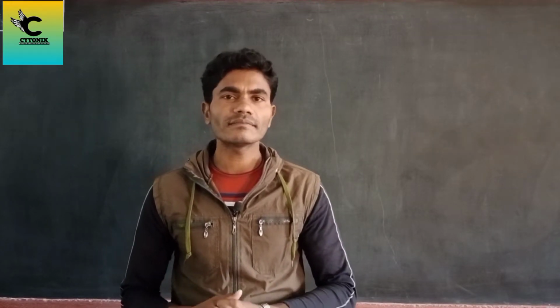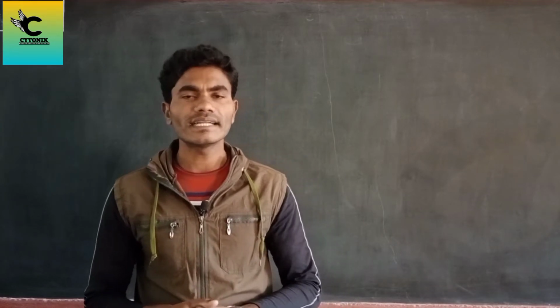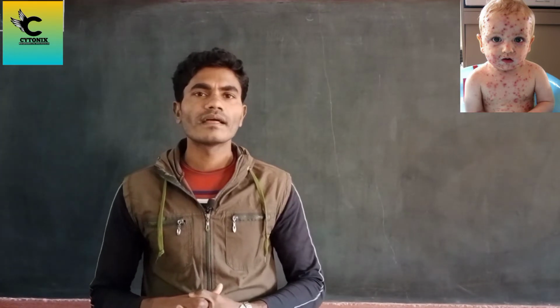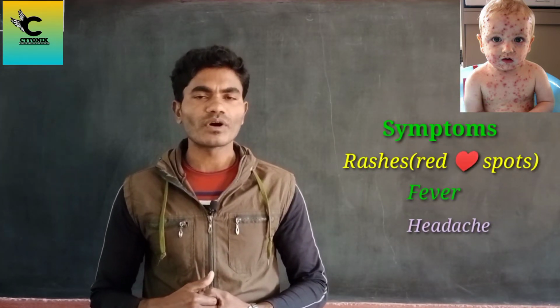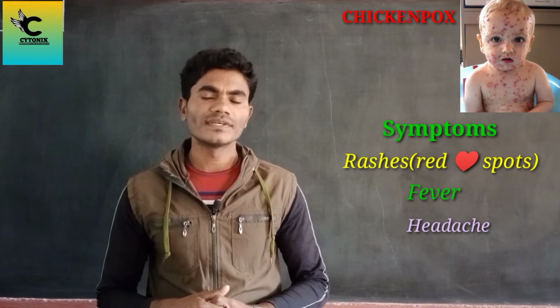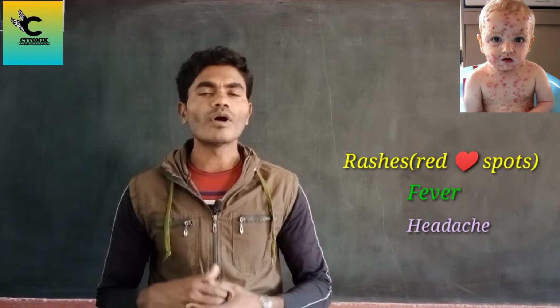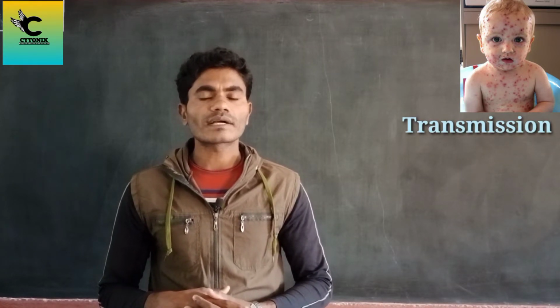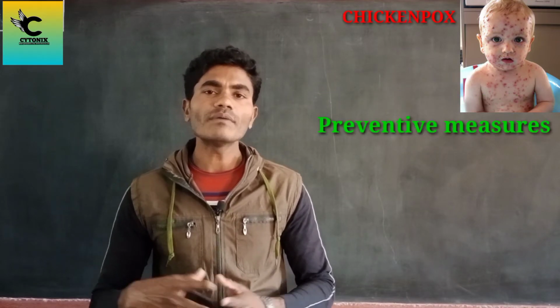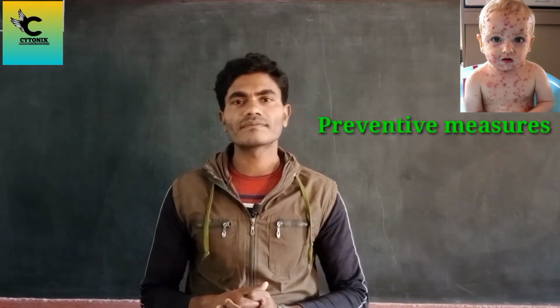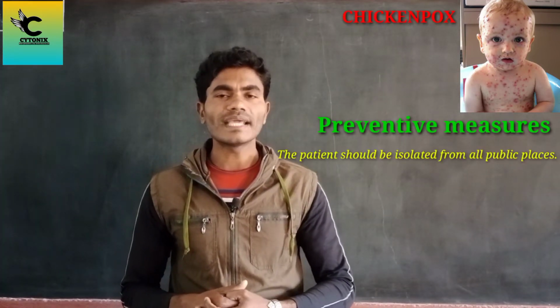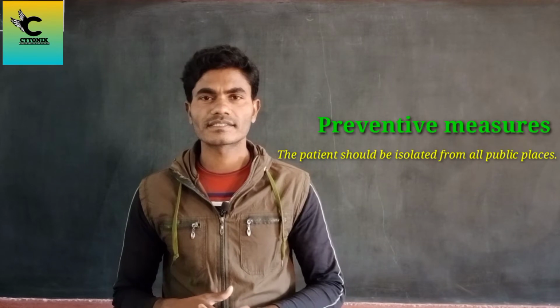Next, the second disease is chickenpox. The symptoms are red spots, headaches, and fever, and the mode of transmission is contact with infected persons. How will we prevent it when a person is suffering from chickenpox? The infected person must be isolated from public places.